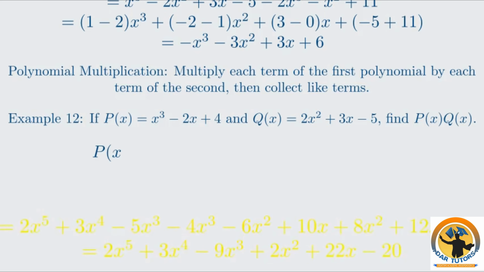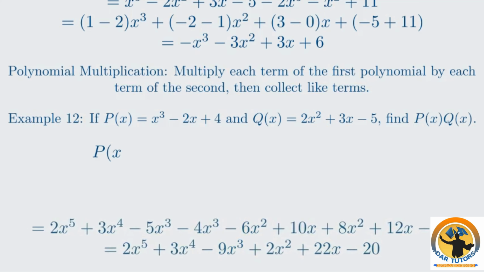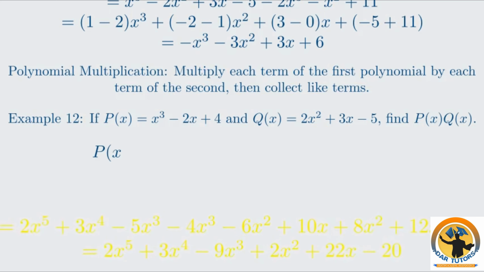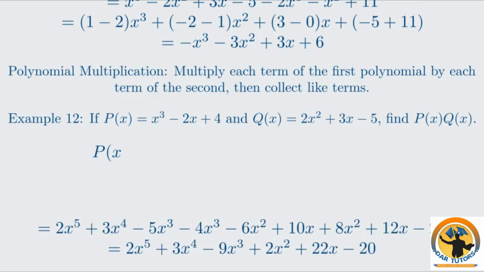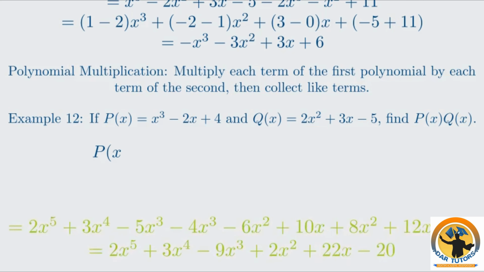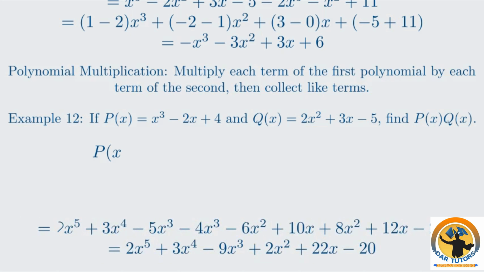The x to the 5th term is 2x to the 5th. The x to the 4th term is 3x to the 4th. The x cubed terms are negative 5x cubed and negative 4x cubed, which sum to negative 9x cubed. The x squared terms are negative 6x squared and 8x squared, which sum to 2x squared. The x terms are 10x and 12x, which sum to 22x. And the constant term is negative 20. The final product is 2x to the 5th plus 3x to the 4th minus 9x cubed plus 2x squared plus 22x minus 20. We have now defined polynomials and performed addition, subtraction, and multiplication, meeting our 7th objective.